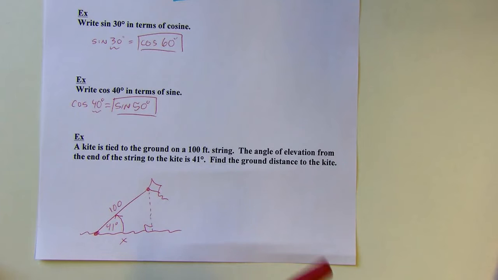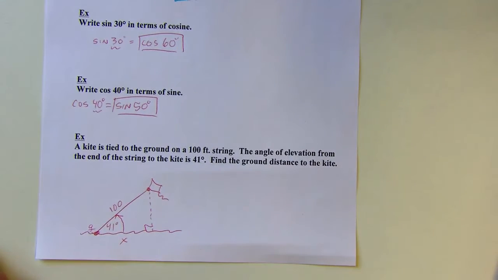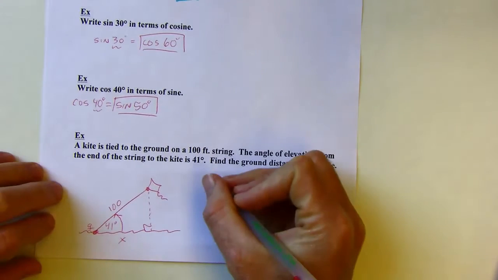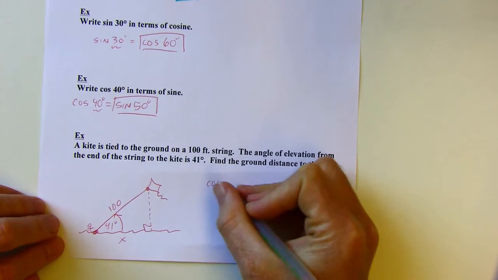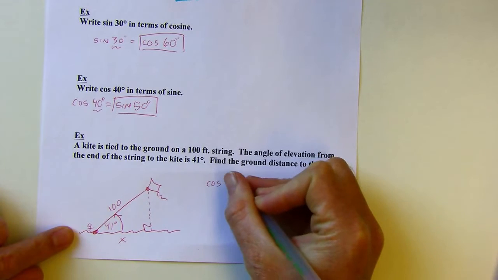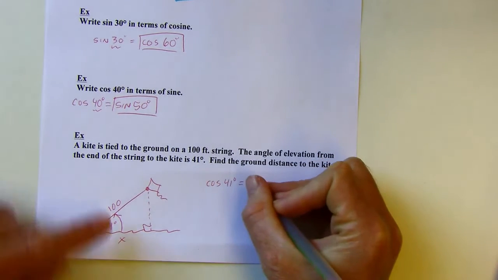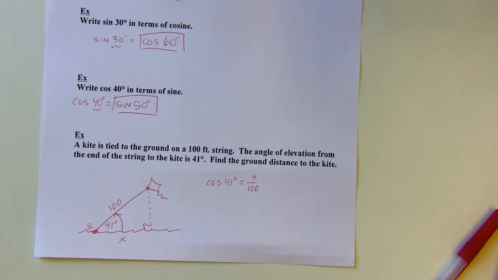Okay, so once you get the picture drawn, it's just a SOHCAHTOA problem, right? So we want to be at the marked acute angle, so we can be there. Then opposite is not marked, but I have adjacent and hypotenuse. So first big decision: cosine, right? The CAH part of SOHCAHTOA. So I'm at the 41 degree angle, and adjacent is x, hypotenuse is 100.